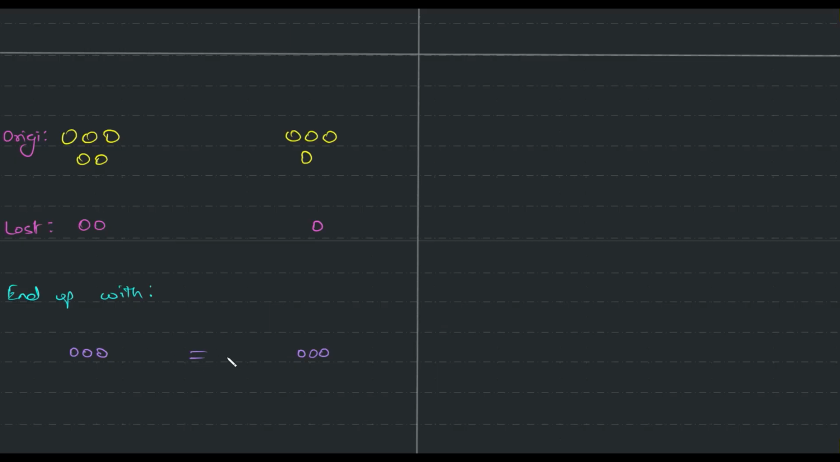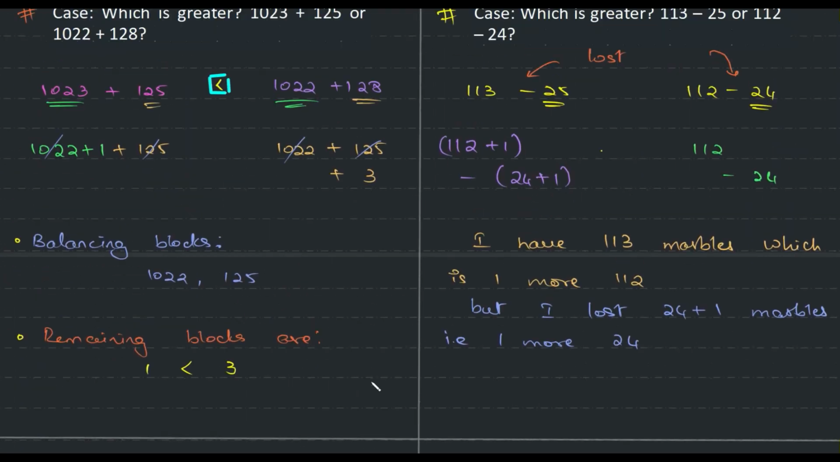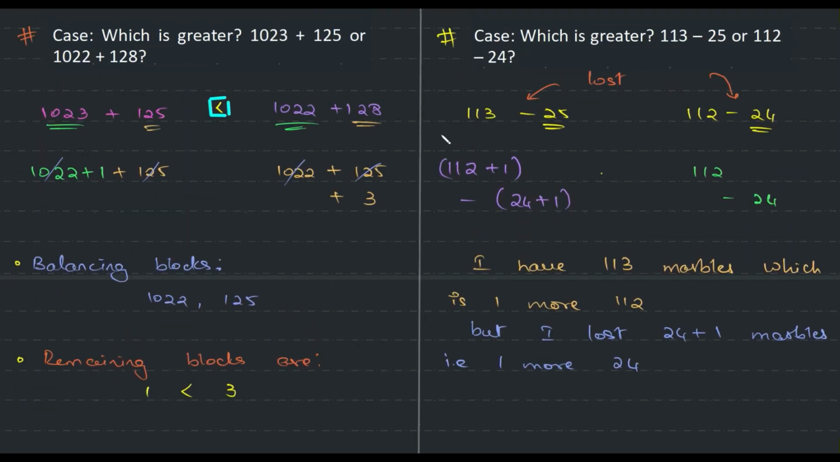You guys agree? Similar to that, we have a scenario over here. Initially I had 1 extra marble, but I lost 1 extra marble. Here this person had 1 less marble, but he or she did not lose that extra marble. Both have lost 24, plus I lost 1 more, in comparison to me having 112 plus 1 more. So all in all, what happens? It balances out.